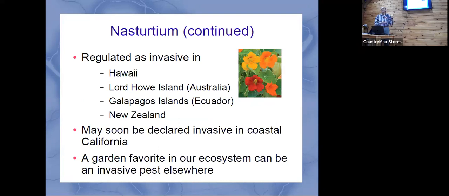It may soon be declared invasive in coastal California, where if you go, you'll see large swaths of nasturtiums going through all the native vegetation. So this is where, we're fine here. It's not fine in California. Basically all invasive species lists are local. Our list will be different than a list anyplace else.